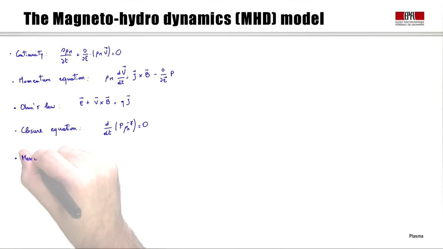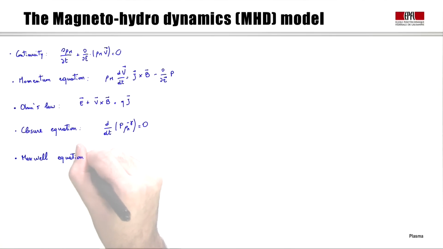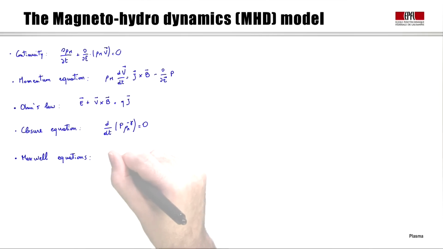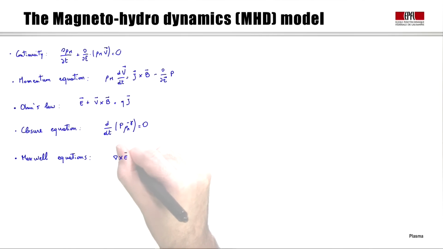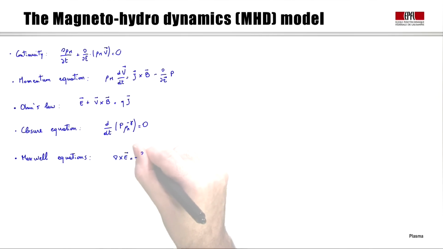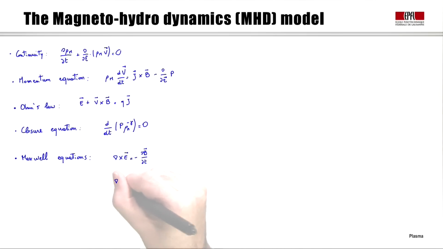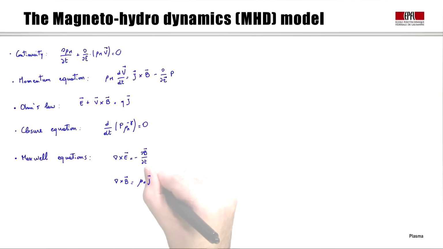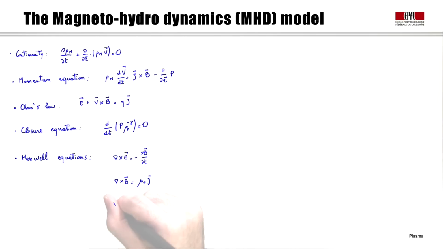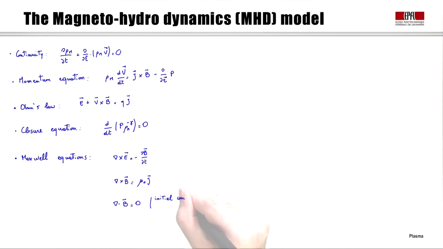And all this has to be coupled to Maxwell equations, that in the simplified form we are looking at can be reduced to curl of E equal to minus dB over dt, curl of B equal to mu 0 J. We have neglected the displacement current, and divergence of B equal to 0, which, as Maxwell equations always say, is to be considered an initial condition of our problem.